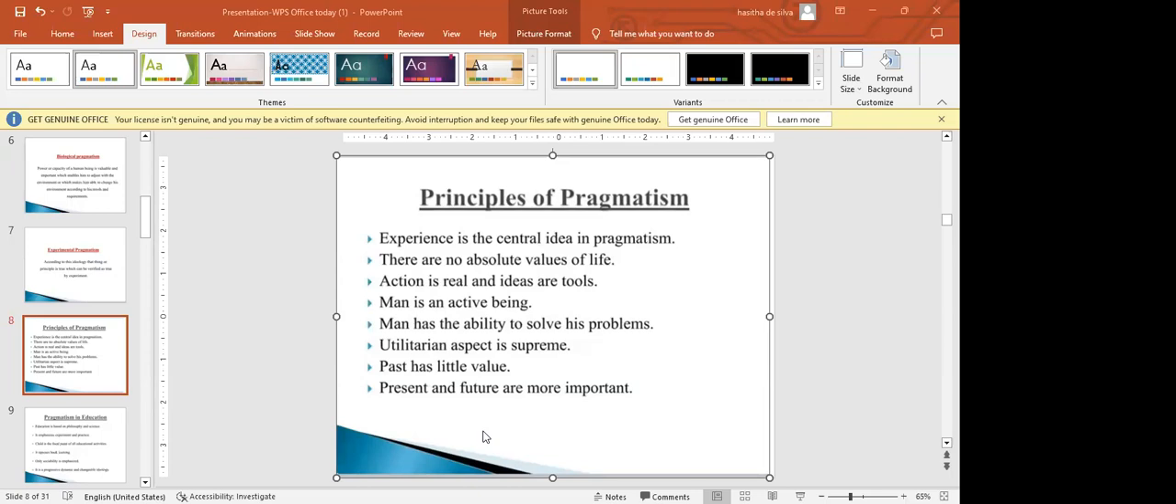Overall, "man is an active being" highlights the proactive and dynamic nature of human existence. It emphasizes the capacity for action, agency, and transformative engagement with the world, reflecting the belief that human beings have the power to shape their own lives and influence the world around them.